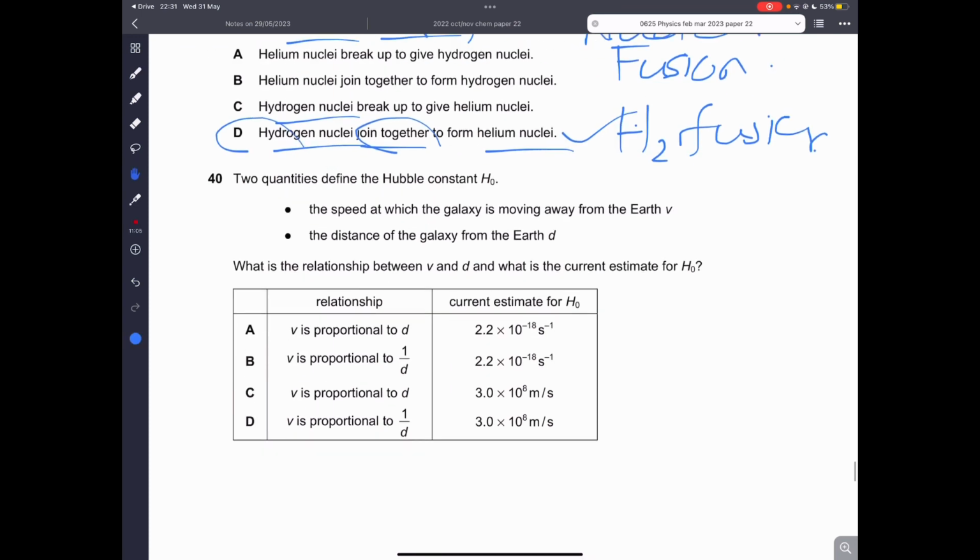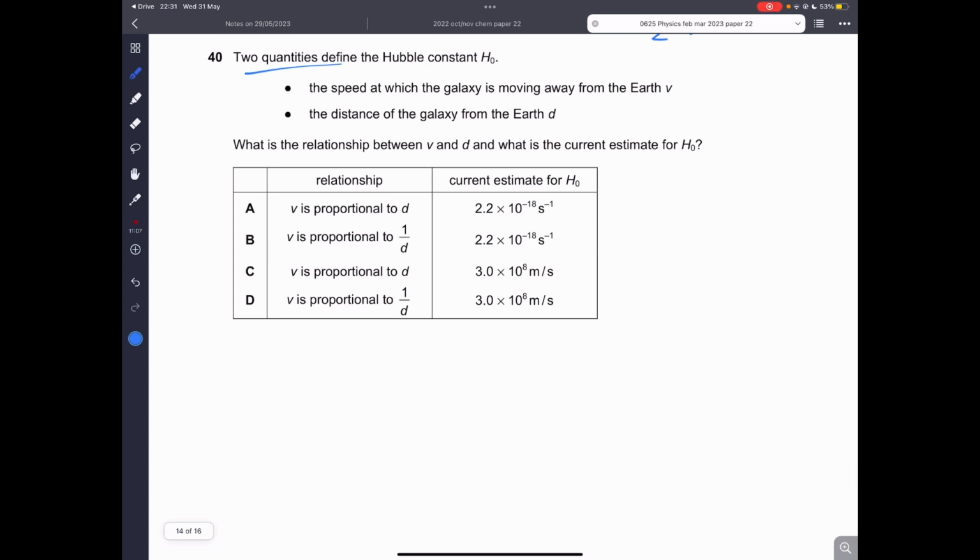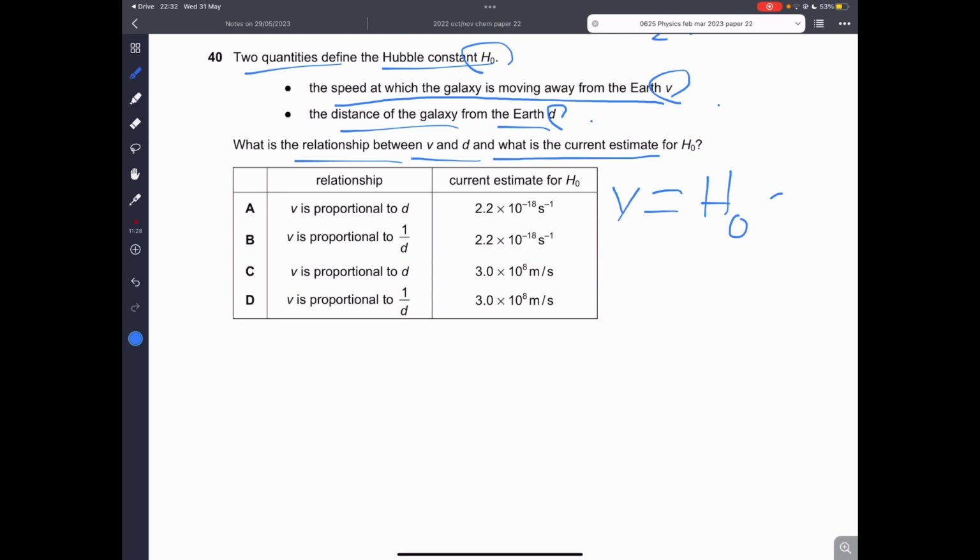Okay. Question 40. 2 quantities define the Hubble constant H0: the speed at which the galaxy is moving away from the Earth V, and the distance of the galaxy from the Earth D. What is the relationship between V and D, and what is the current estimate for the Hubble constant? Well, remember the equation V is equal to H0 D, and the Hubble constant is basically a ratio of the speed at which the galaxy is moving away from the Earth and the distance.